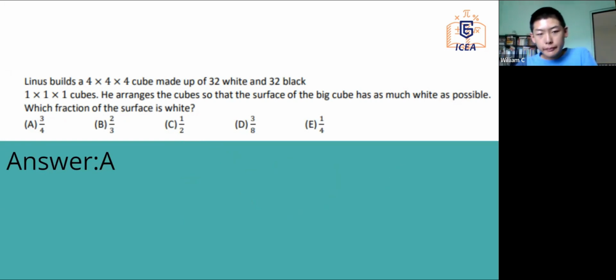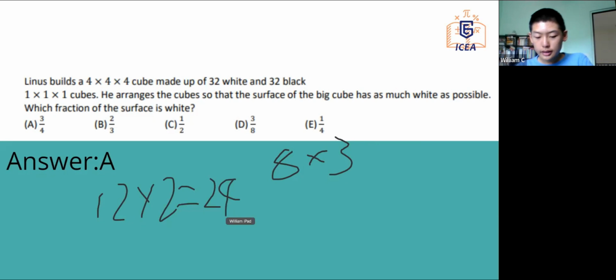Let's try to put as many white squares on the positions with more exposed faces so that more white is on the outside. The corner squares will be white. Let's count how many white faces there are on the 8 corner squares. Then let's count the squares on the edge. There are 2 per edge, and in a cube there are 12 edges.